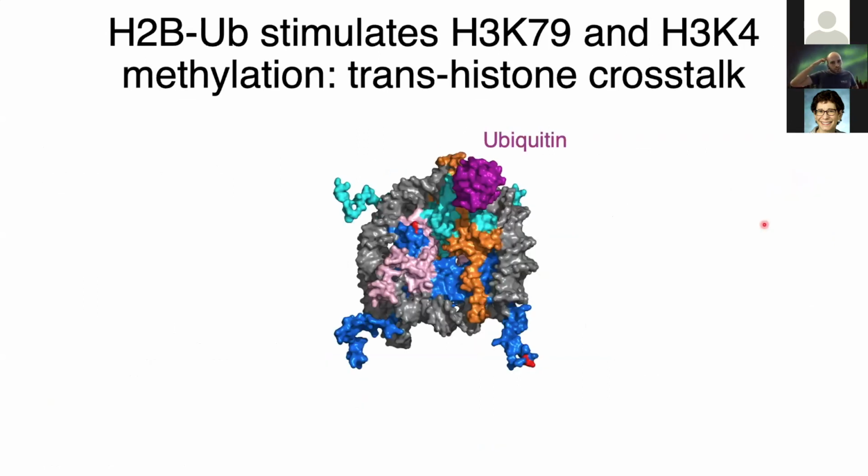Now, histone H2B ubiquitin is a very unique histone mark because in addition to modifying the histone it's attached to, this histone mark also stimulates the deposition of two other histone marks on a separate histone protein, namely histone H3. In particular, H2B ubiquitination stimulates the deposition of methylation on H3K79, and it also stimulates the deposition of methylation on lysine 4 of histone H3.